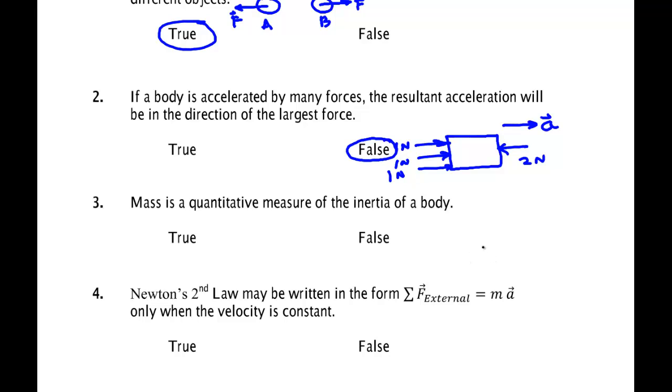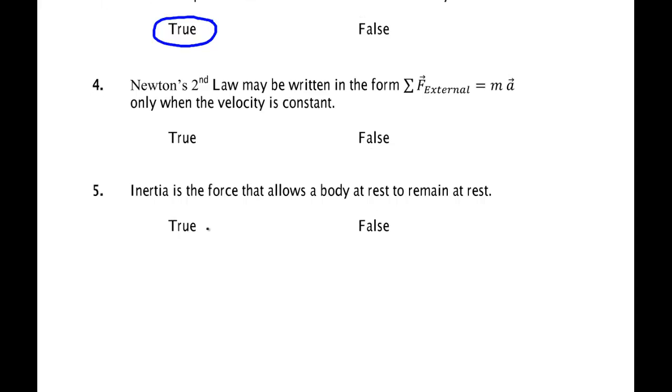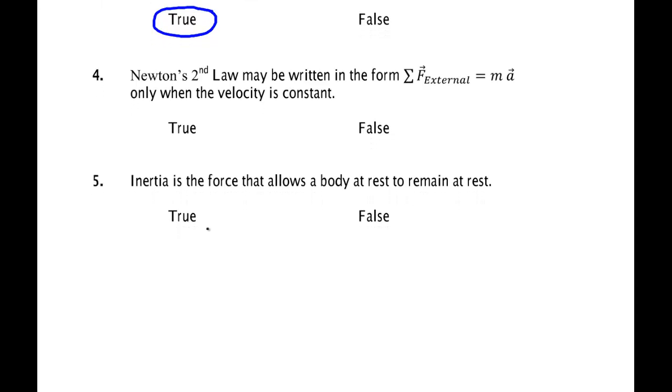Question 3. Mass is a quantitative measure of the inertia of a body. That's true. It's the desire of an object to go in a straight line at constant speed. Number 4. Newton's second law may be written as the sum of the external forces equals ma only when velocity is constant. False. It's not when velocity is constant. It's when the mass is constant.